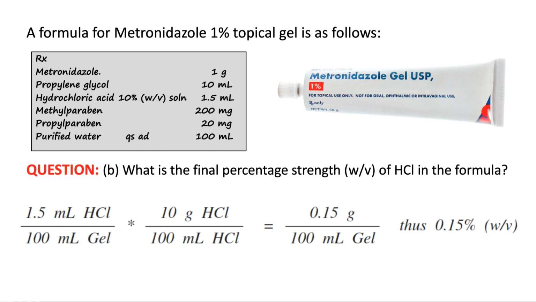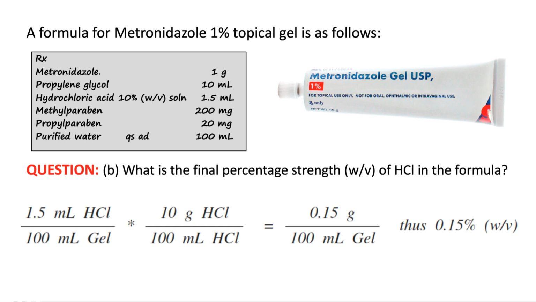That's the volume of hydrochloric acid that's in 100 milliliters of my gel. Because if you look at the formulation down at the very bottom, we're adding enough purified water, QSAD, which means up to a total of 100 milliliters. So, would you agree? We have 1.5 milliliters of our hydrochloric acid in 100 milliliters of gel.